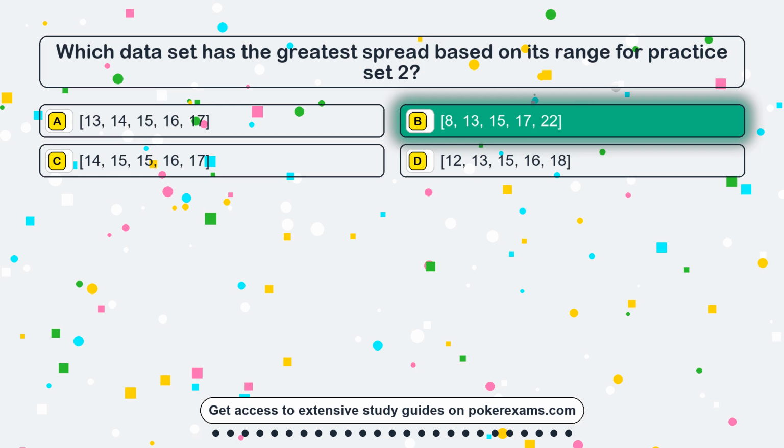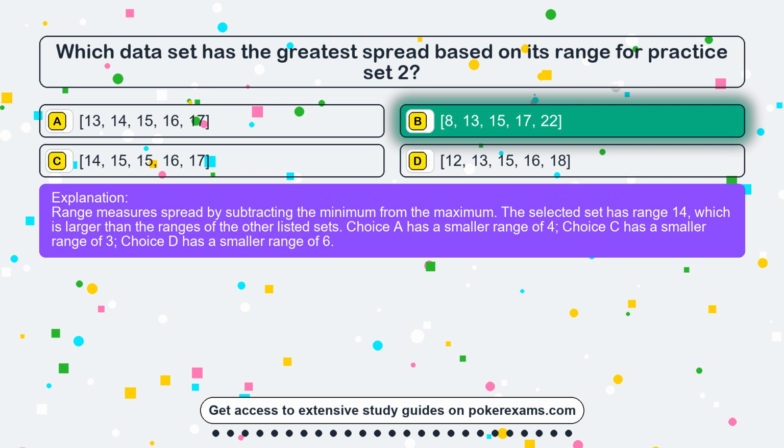The correct answer is option B, 8, 13, 15, 17, 22. Range measures spread by subtracting the minimum from the maximum. The selected set has range 14, which is larger than the ranges of the other listed sets. Choice A has a smaller range of 4, choice C has a smaller range of 3, choice D has a smaller range of 6.